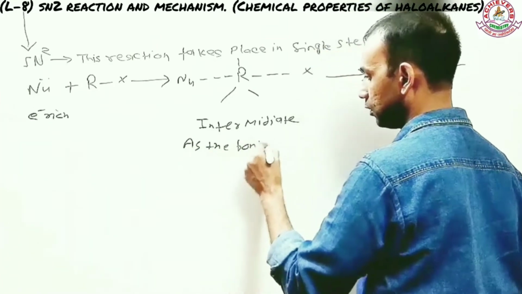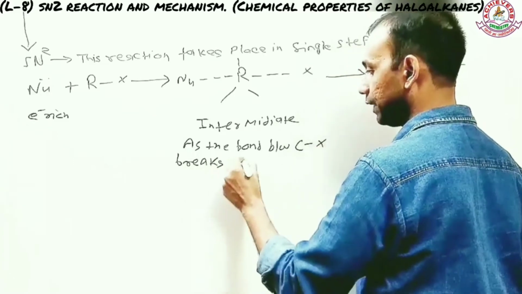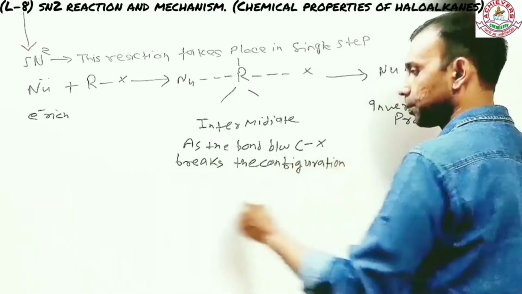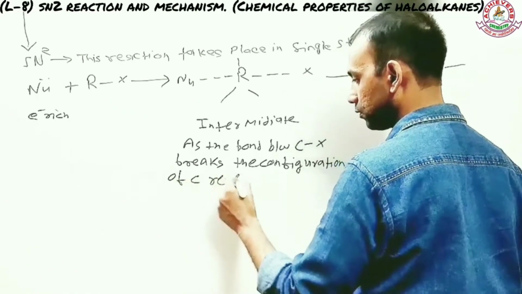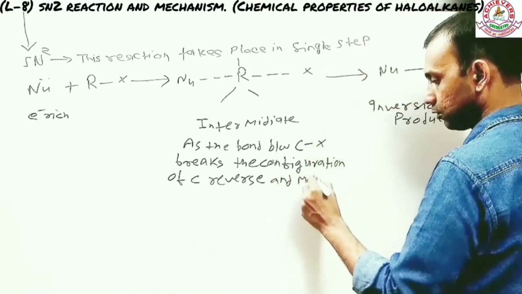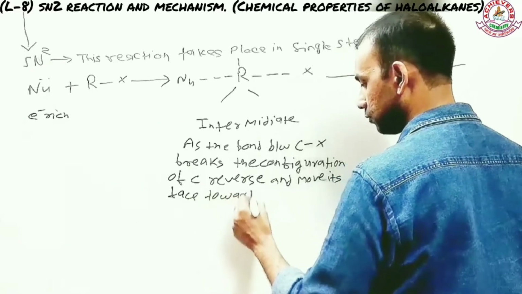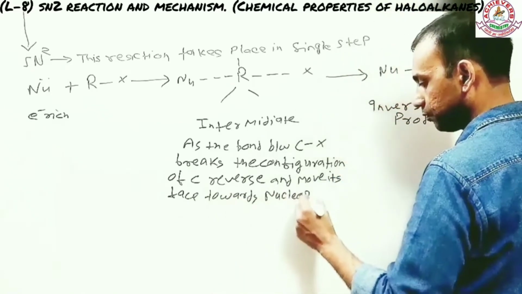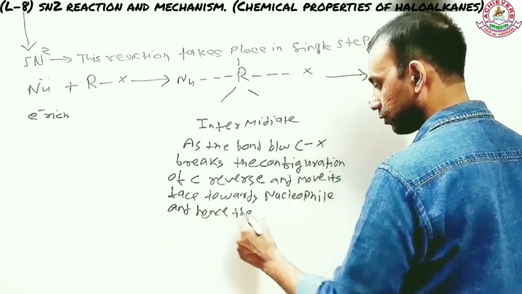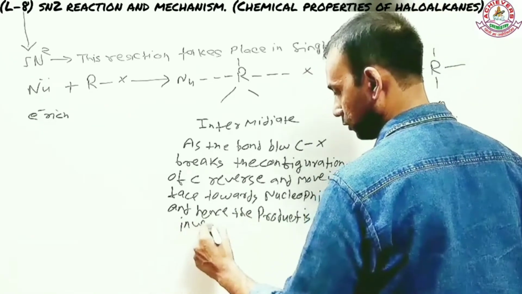As the bond between carbon and halogen breaks, the configuration of carbon reverses and moves its phase towards the nucleophile, and hence the product is inverted. The product is inverted.